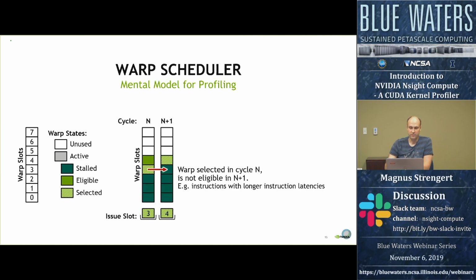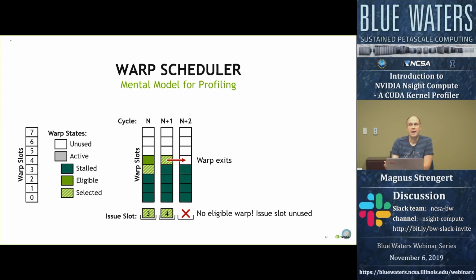So if we move to cycle n+1, then this one warp might not be eligible anymore because it just issued. Let's assume you issued an instruction that has multiple cycles of latency. Then that specific warp that issued in cycle n wouldn't be ready to issue in the following cycle. But we had another warp that was eligible, and then the warp scheduler would pick that one.